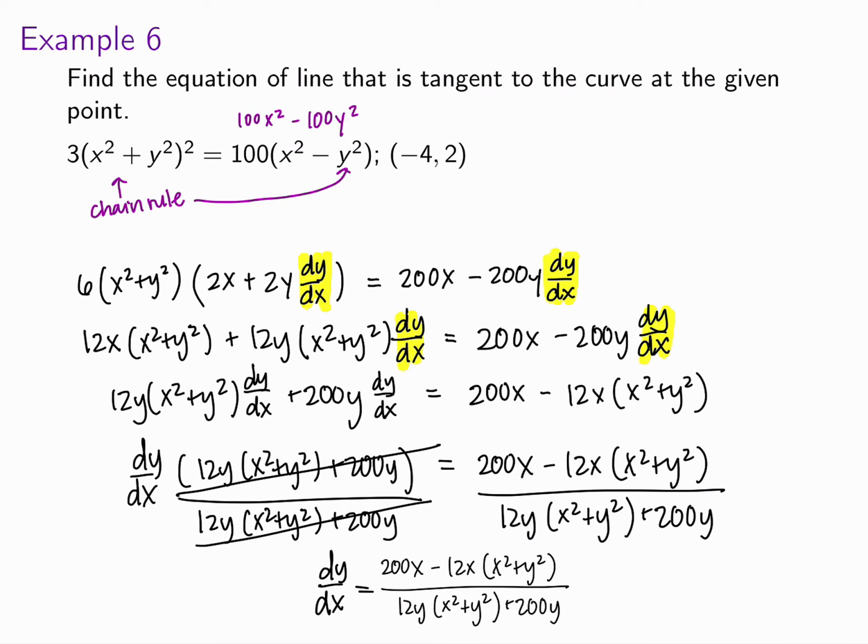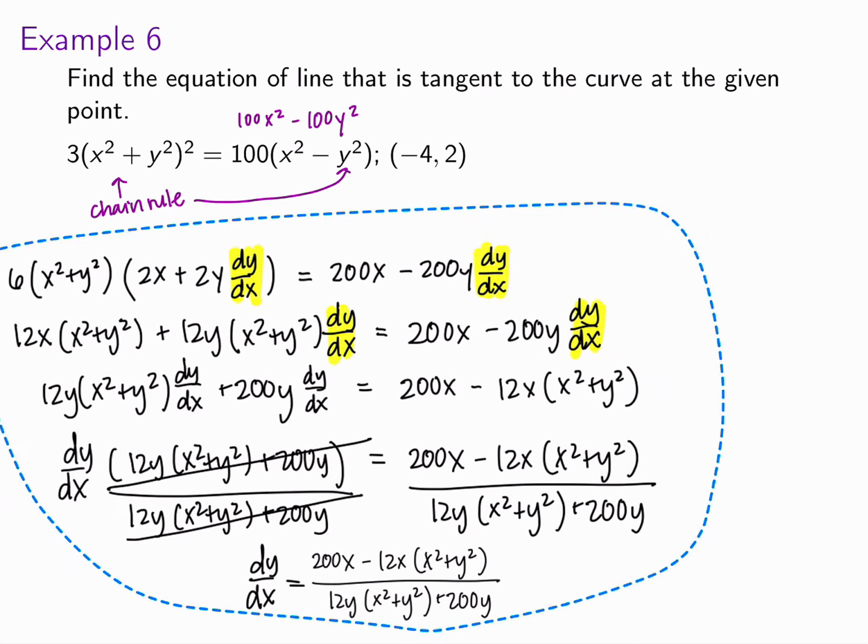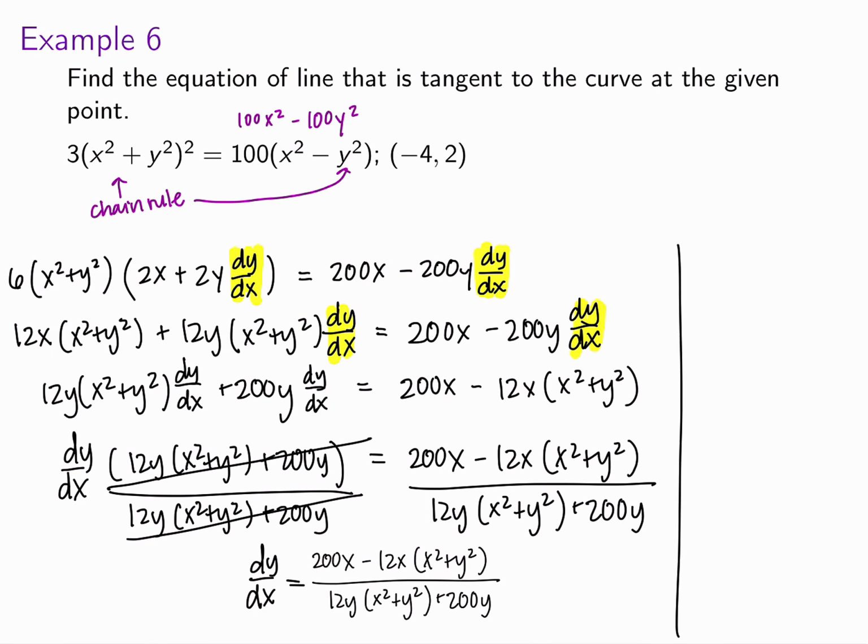But specifically, we need it at the point (-4, 2). So let's move all this over so we have some room. So at (-4, 2), that means everywhere you see an x, plug in a -4. Everywhere you see a y, plug in a 2. And if you do that and you clean it all up, you should end up with 2/11. So plug all those in, -4 here, -4 and a 2. Just plug in everywhere you see an x and a y, and you should end up with a slope. Remember, this is our slope of 2/11.